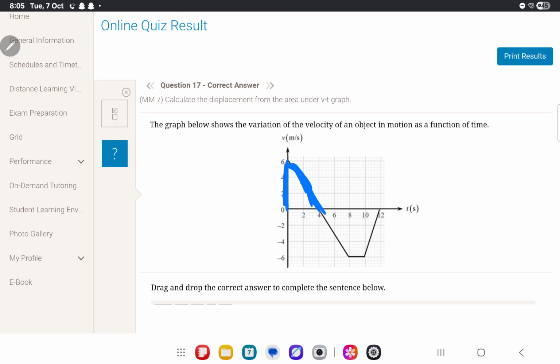Okay, just take it like this. We have a triangle here, and then we have a trapezoid here. So let's find the area of the triangle.